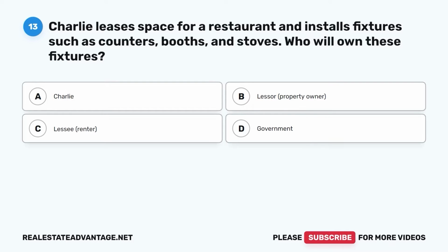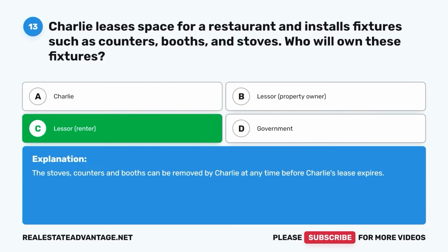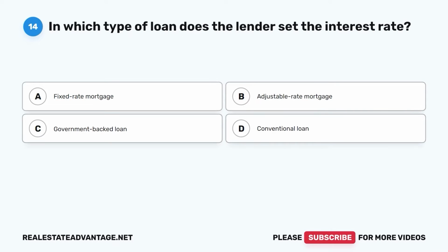Question 13. Charlie leases space for a restaurant and installs fixtures such as counters, booths, and stoves. Who will own these fixtures? A. Charlie. B. Lessor, property owner. C. Lessor, renter. D. Government. The correct answer is C. Lessor, renter. The stoves, counters, and booths can be removed by Charlie at any time before Charlie's lease expires.